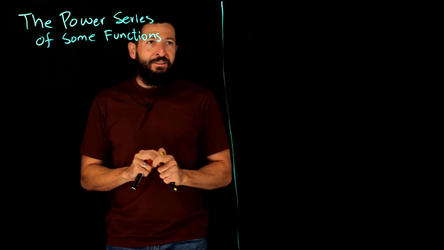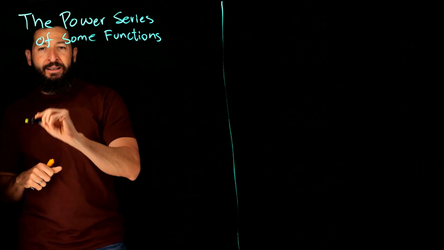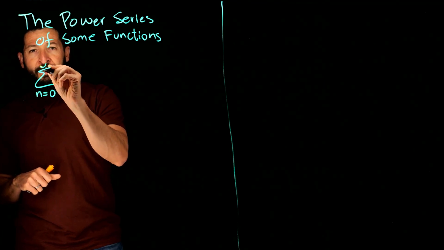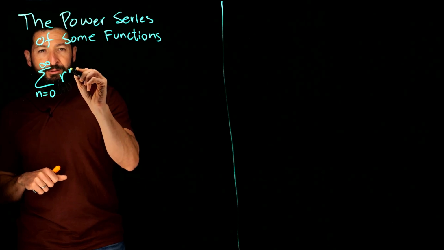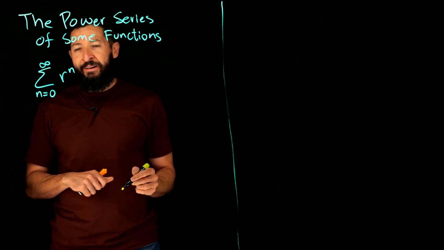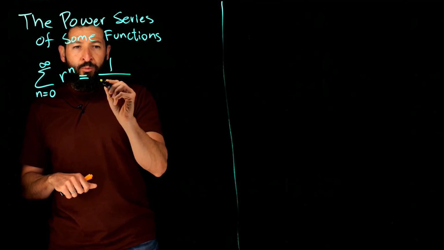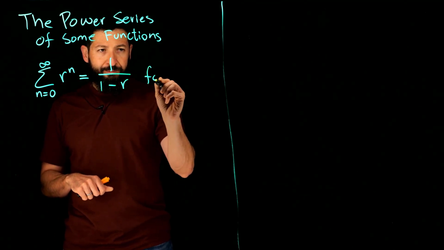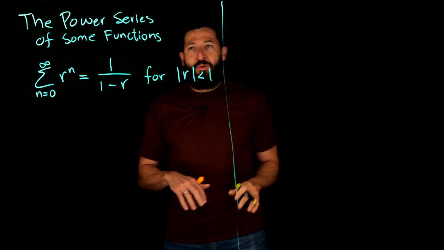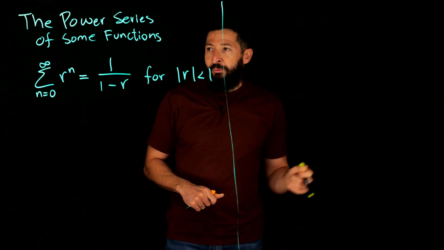All right, so in this video, we're going to do the power series of some functions. But before we do that, I want to remind you of the geometric series. So when you have something of the form, the sum from n equals 0 to infinity of r to the n, this is going to be equal to 1 over 1 minus r whenever the absolute value of r is less than 1. So we're going to use this over and over and over again. So let's go ahead and start with some functions that we can work with.